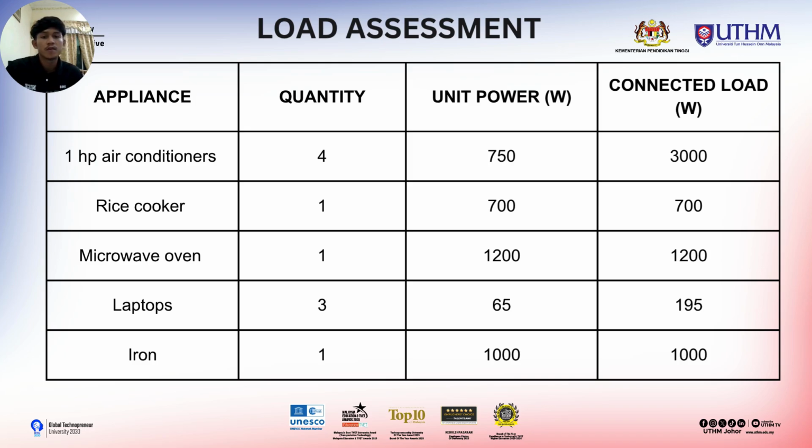Next, we go to the microwave oven, which we have only one, and the unit power is 1200 watts, and the total is 1200 watts. For the laptops, we have three laptops, and each laptop's unit power was 65 watts, and the total was 195 watts. For the iron, only one iron is in our load, and the unit power was 1000, and the total was 1000.